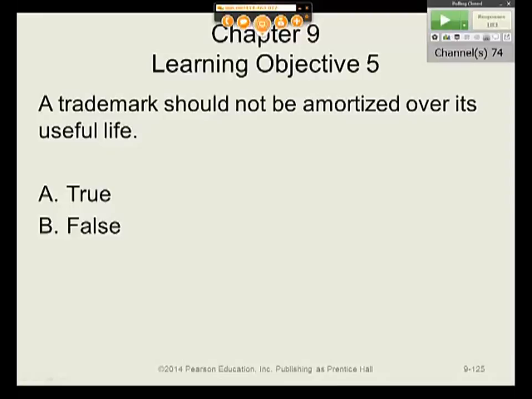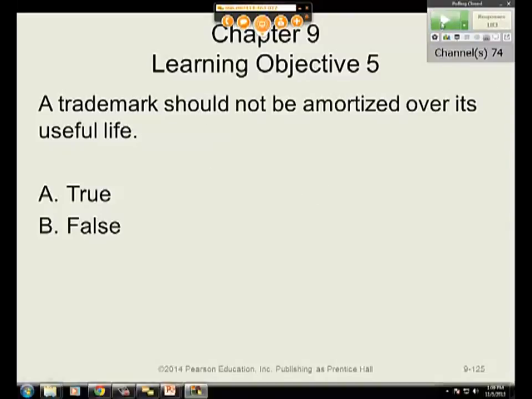Okay, next one. Trademark should not be amortized over its useful life. True or false?